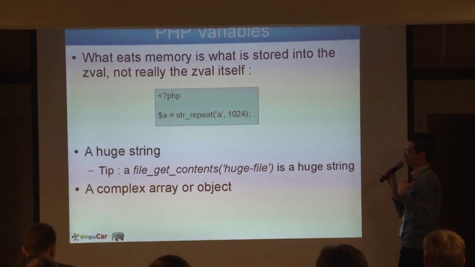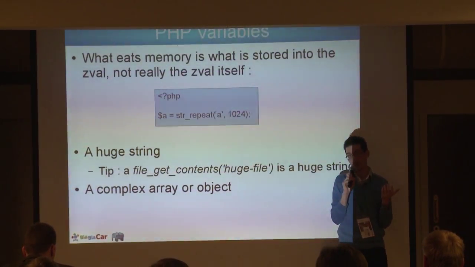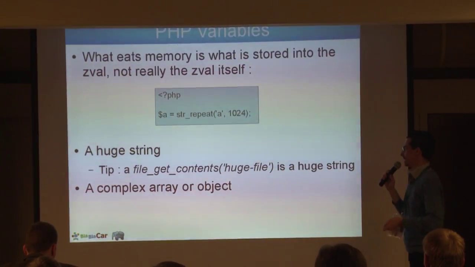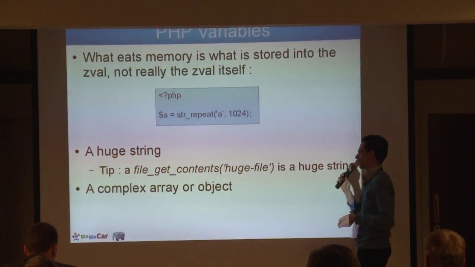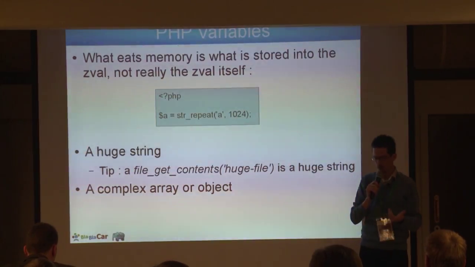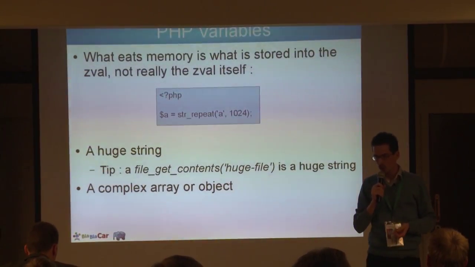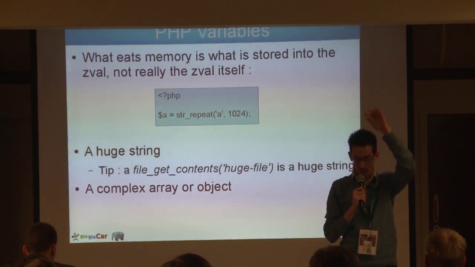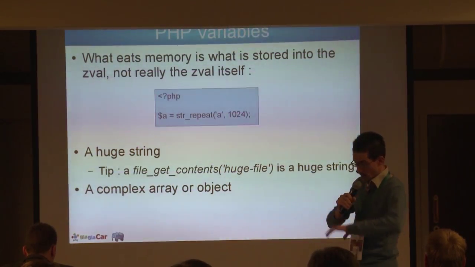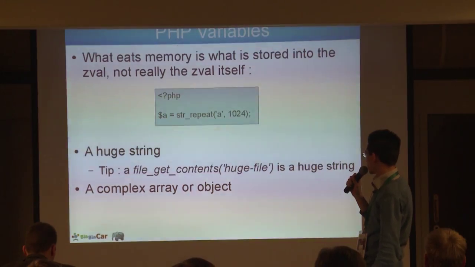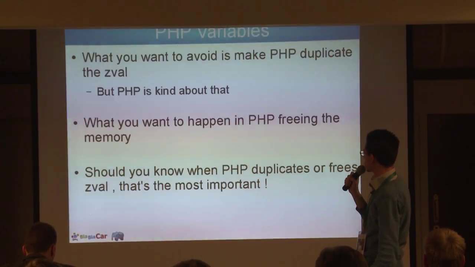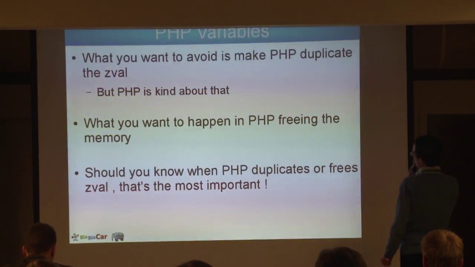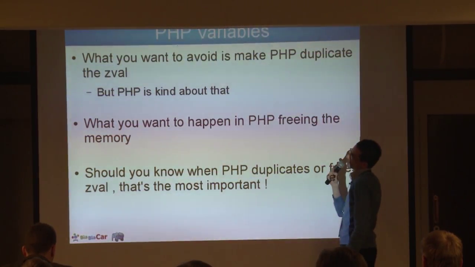Sometimes I see file_get_contents of a very huge file. Yes, that should blow memory up. A complex array, a complex object, or sometimes more tricky, a new DOMDocument of a big document, allocates memory for parsing the whole document in one time. So it's very memory consuming. What you want to avoid is making PHP duplicate the zval.